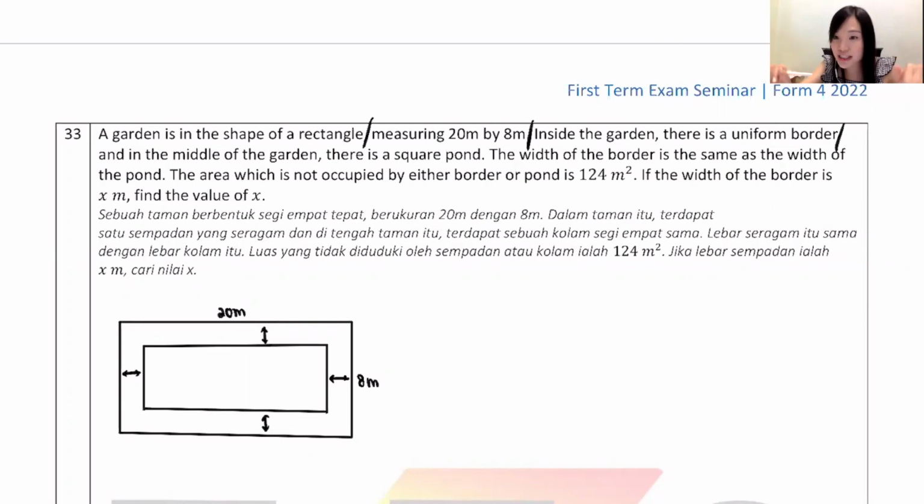That is the meaning of uniform. Border is the side. Uniform means the same, so all of them the same. Should I label it? This one, this one, this one, this one, all same. Do you guys so far understand? I read until here? Okay, continue. And in the middle of the garden, there's a square pond. So guys, read carefully. Square, or this one called rectangle. Square is four sides, equal sides. Whatever. Square. So I will just draw a square inside.